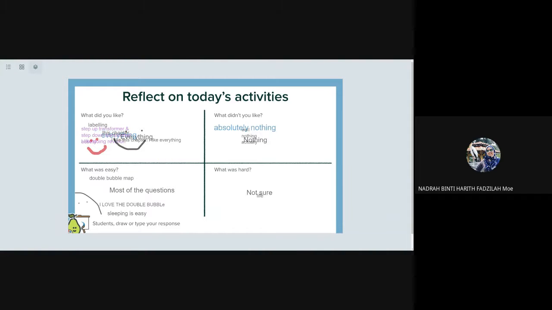Tapi kita cuba visualize kita punya understanding. Kita akan gunakan visual graphic ni banyak-banyak.